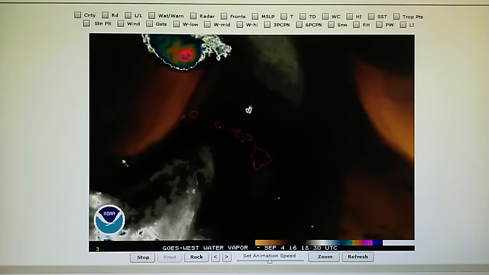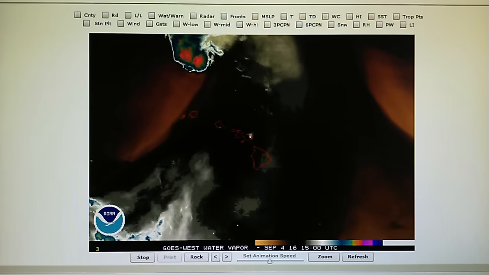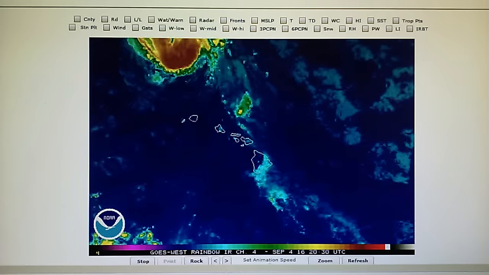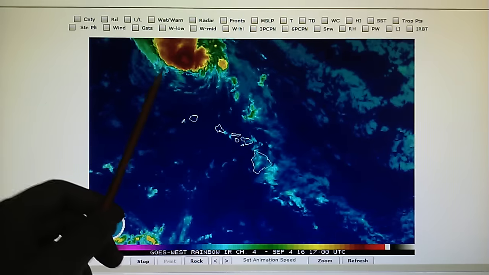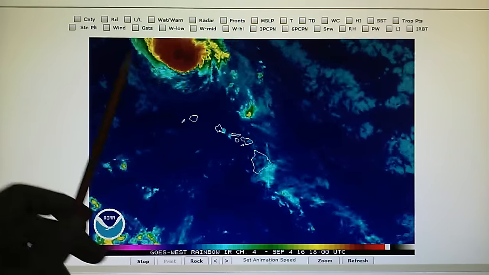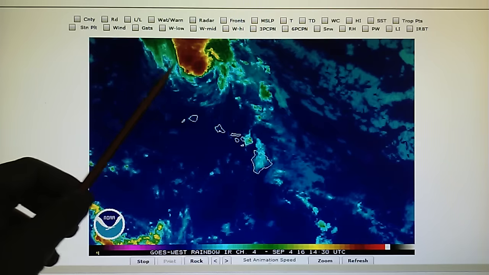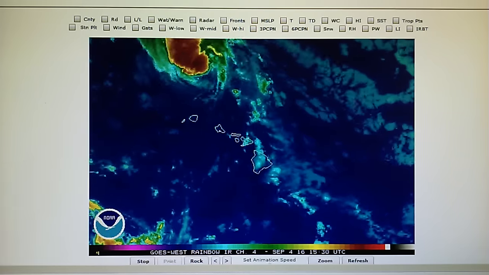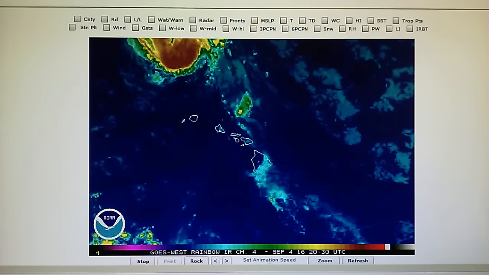Let's take a look at this in the IR loop right now, the water vapor map. We can see a lot of sort of violent activity right here on the periphery of the storm, and that's where we have a lot of outflow from these microwave transmitters. I'll show the next shot here.